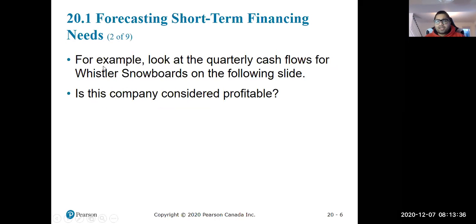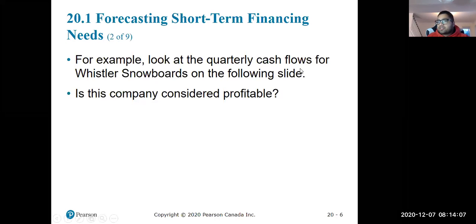Okay. So for example, in the book, they have discussed cash flows for Whistler Snowboards. Now, if you look at the snowboards business, it generally happens in winter months. Winter months are either in the Northern Hemisphere, like US, Canada and Europe, or in the Southern Hemisphere, in Australia and New Zealand. But mostly the sales happen in North American markets and mostly in winter months.